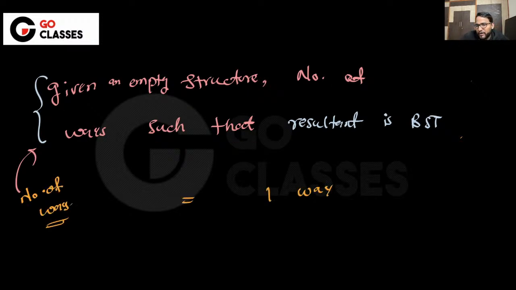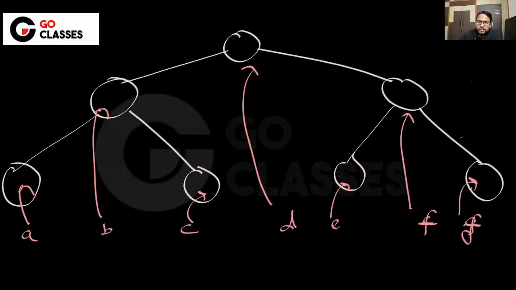And there has been a PYQ based on this particular observation. Okay, I will tell you. That's a very nice PYQ. So you have only one way because you just need to inject like this. Now suppose that you do not have any requirement that the resultant structure is a binary search tree. Then how many ways do you have?